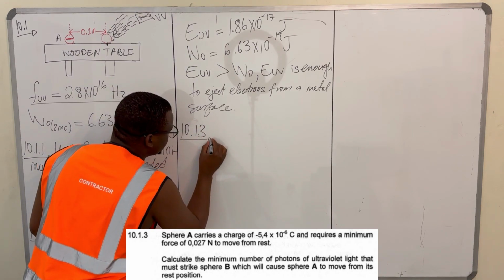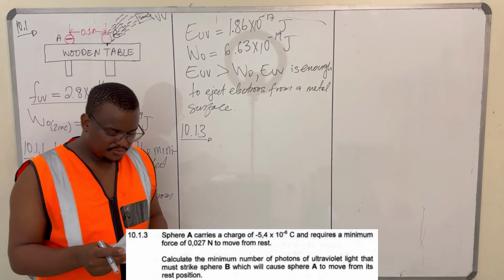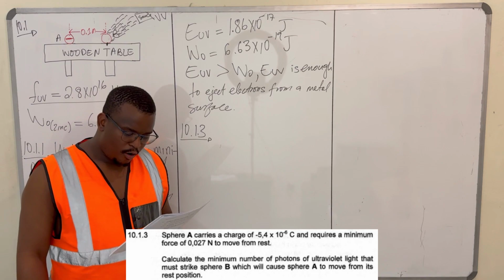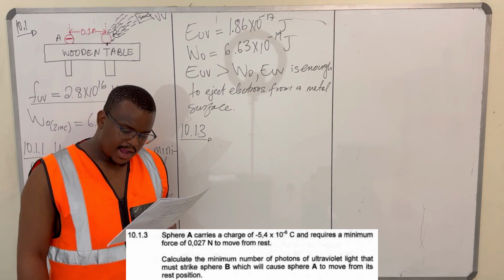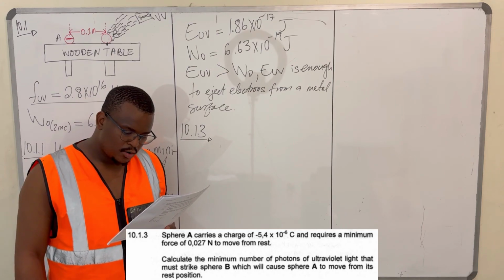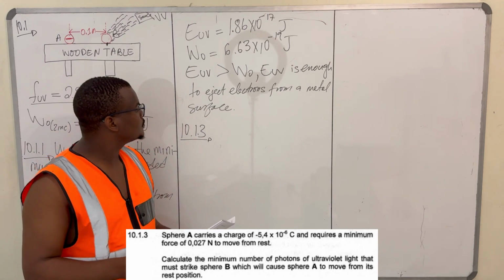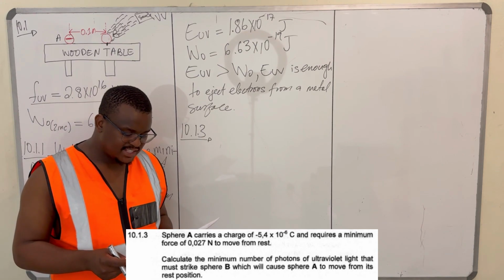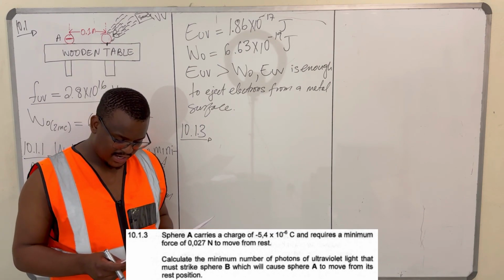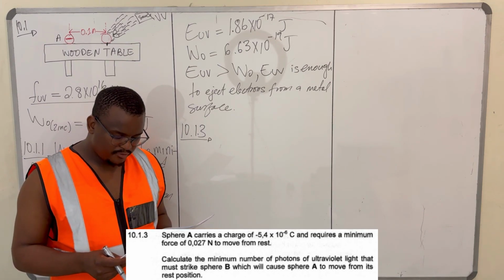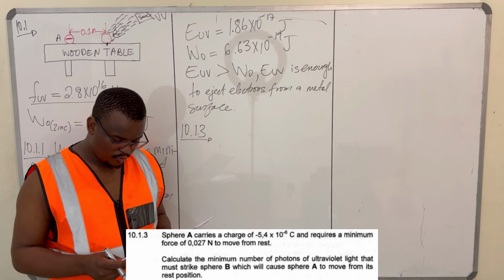10.1.3. What are they saying? They are saying now, sphere A carries a charge of negative 5.4 times 10 to the power minus 6 coulombs and requires a minimum force of 0.027 newtons to move from rest. Let me read this again. Sphere A carries a charge of negative 5.4 times 10 to the minus 6 coulombs and requires a minimum force of 0.027 newtons to move from rest.